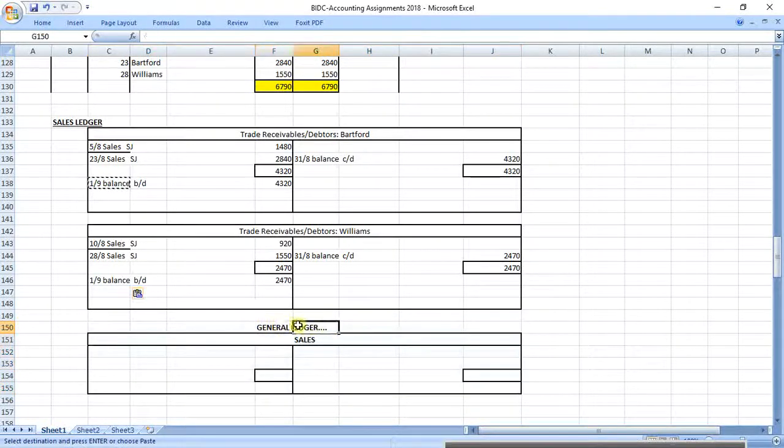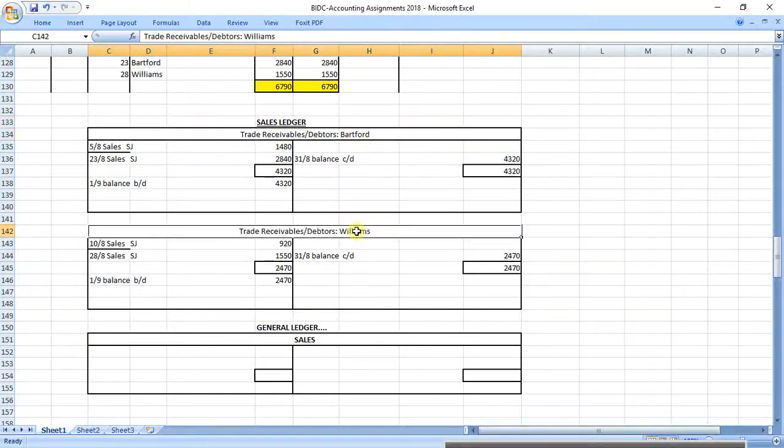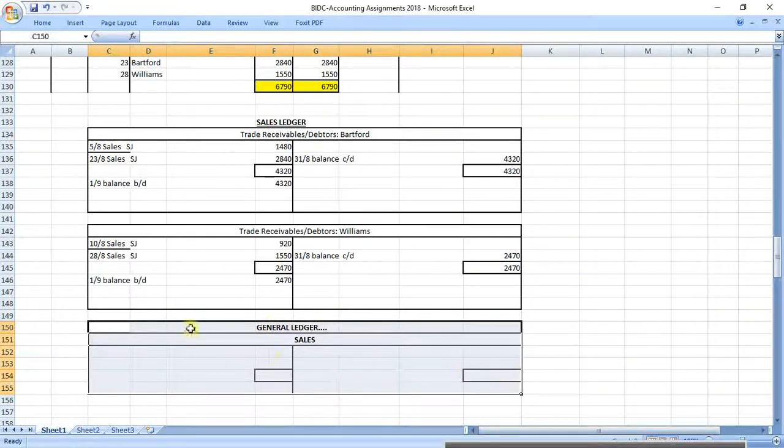Remember, the general ledger, just to revise, is looking at specific accounts. Maybe here, okay, I did write it down. There's a sales ledger. Just put in the middle though. Sales ledger, copy. Okay, that's the sales ledger. So if I'm looking at a sales ledger, it's a specific person. Okay, so Bartford, Williams, etc. Because it's the sales ledger. If that was general ledger, then I would just put trade receivables and I put everything in that.